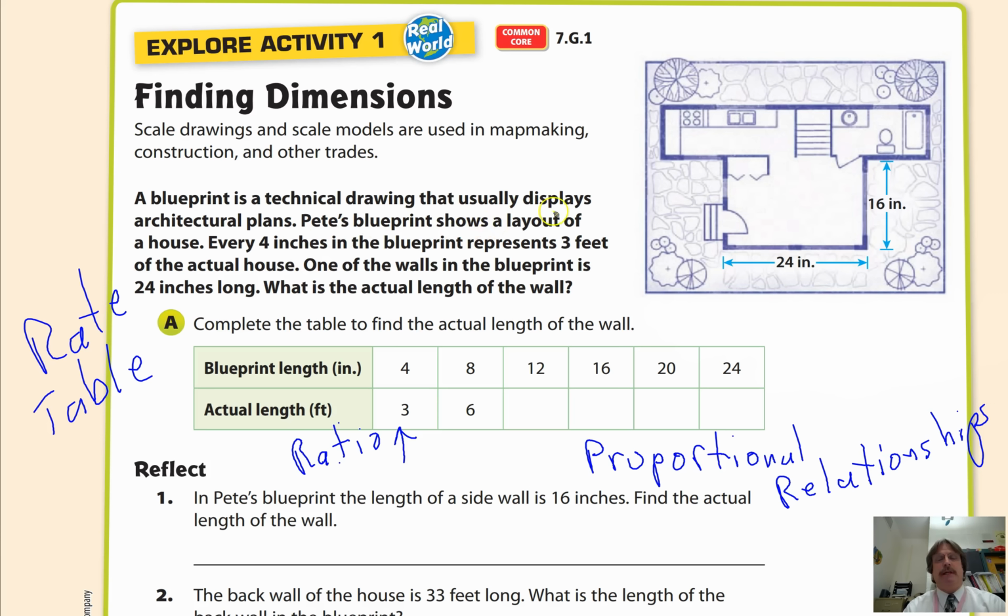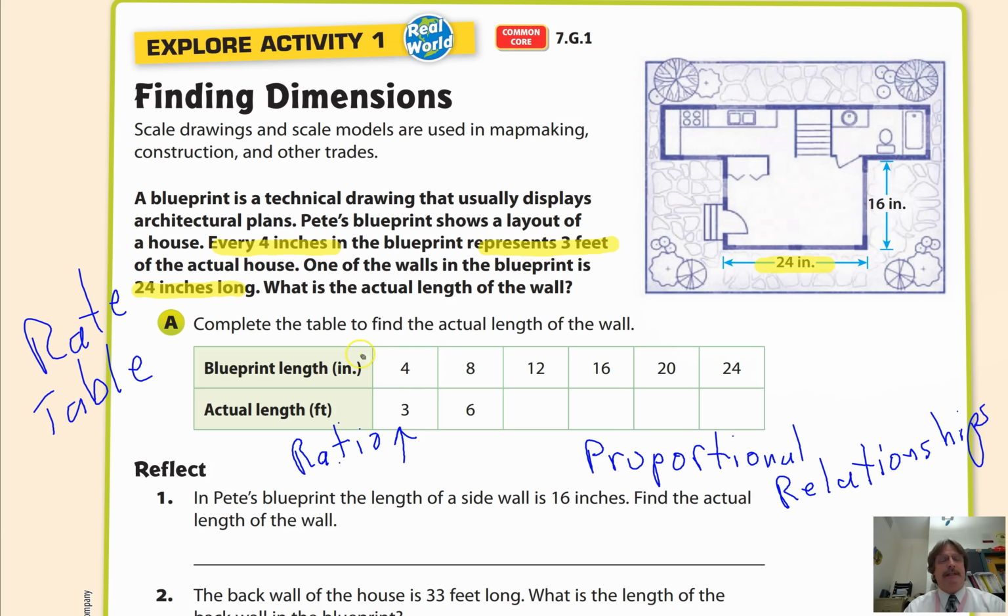Pete's blueprint shows a layout of a house. Every 4 inches in the blueprint represents 3 feet of the actual house. One of the walls in the blueprint is 24 inches. What is the actual length of the wall? Right here, this is the wall that we're talking about, 24 inches.